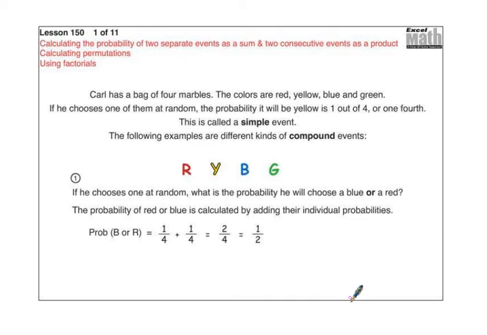Carl has a bag of 4 marbles. The colors are red, yellow, blue, and green. If he chooses one of them at random, the probability it will be yellow is 1 out of 4, or 1/4. Easy so far? Yes.